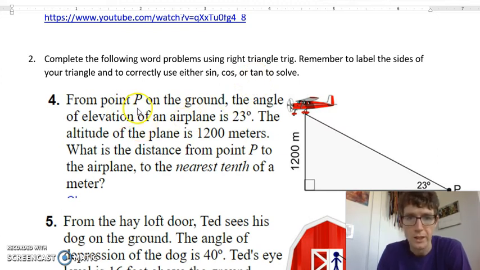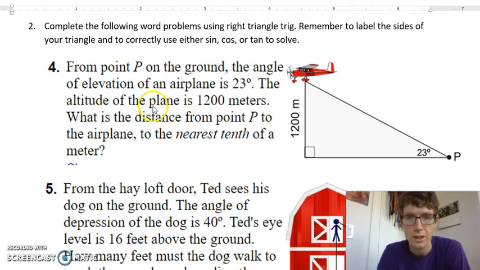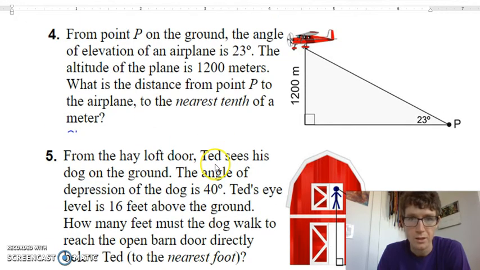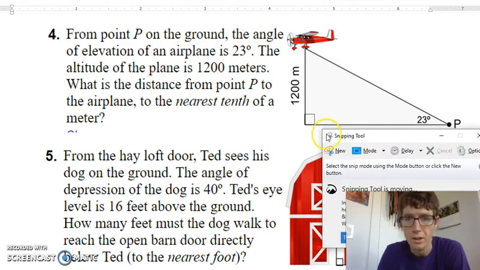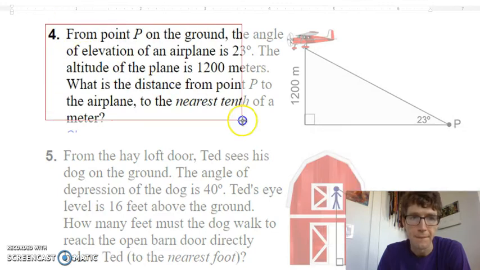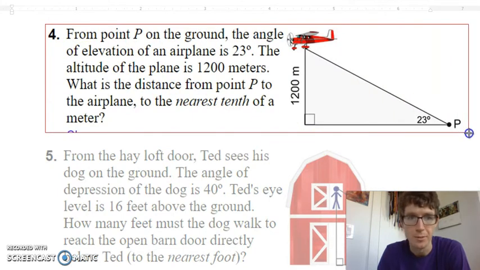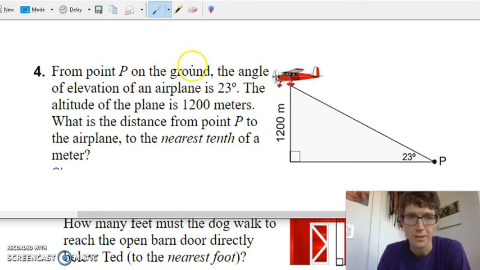So what I'm going to do for this is I'm going to do number 4, and then you guys will do 5, 6, and 7 on your own. So let me just grab a screenshot of this. Okay. So it says from point P on the ground, the angle of elevation of an airplane is 23 degrees. The altitude of the plane is 1,200 meters. What is the distance from point P to the airplane, to the nearest tenth of a meter?